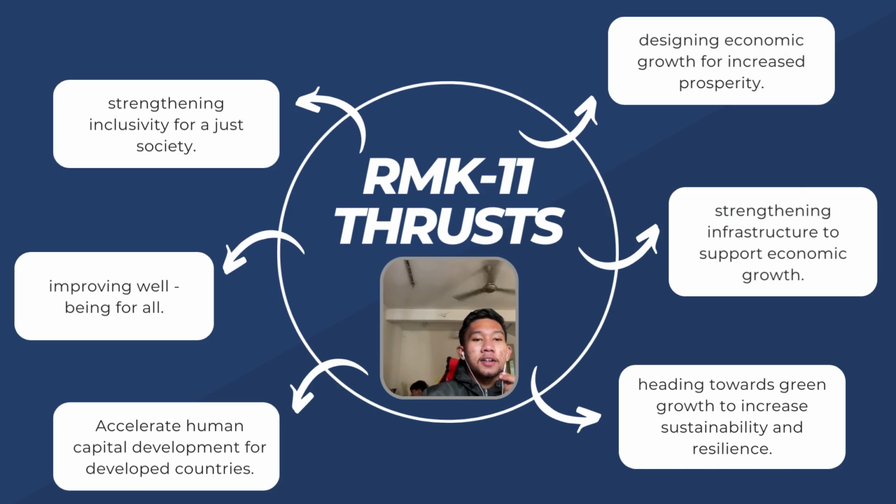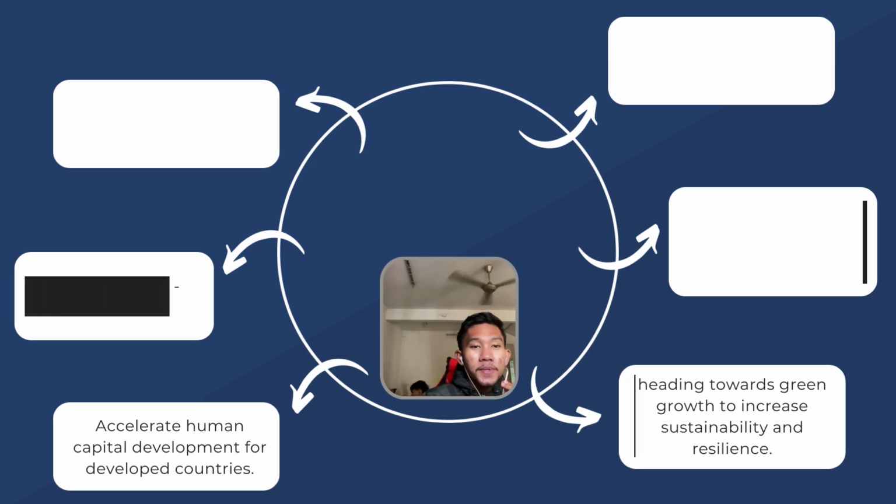There are 6 RMK11 thrusts. The first one is strengthening inclusivity for a just society. Secondly, improving well-being for all. Thirdly, accelerating human capital development for developed nation status. Fourthly, heading towards green growth to increase sustainability and resilience. Fifthly, strengthening infrastructure to support economic growth. And sixthly, reengineering economic growth for increased prosperity.